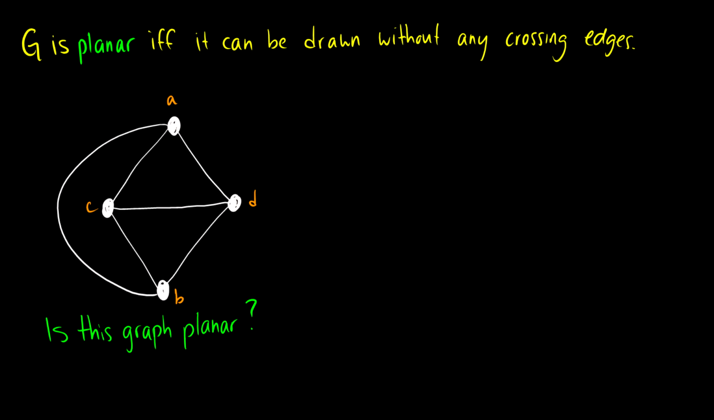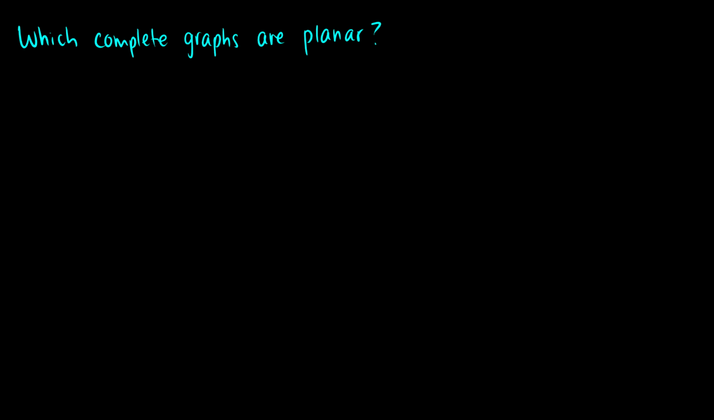So that's basically what we're going to talk about. And why is it interesting? Well, don't worry, we'll get to that. So here's the thing. Which complete graphs are planar? Because we should probably know, when we take a look at complete graphs, how many we can go before things start to get a little bit impossible to draw without overlapping edges.